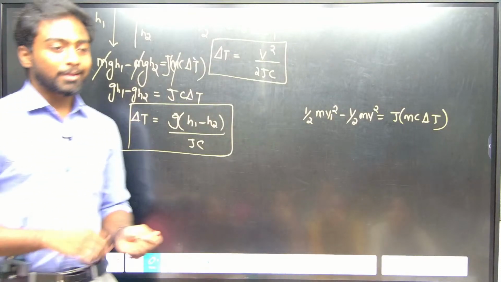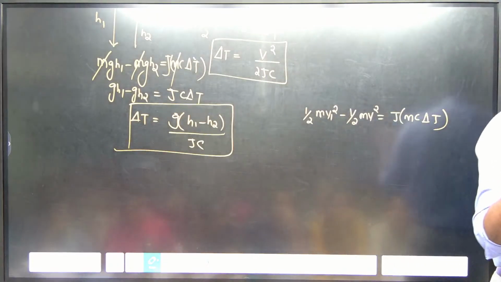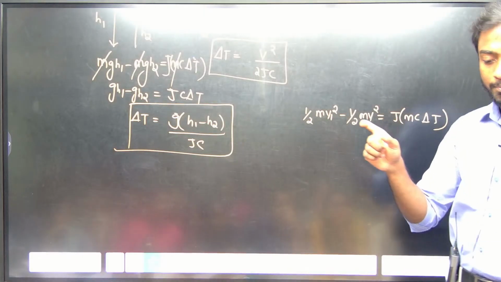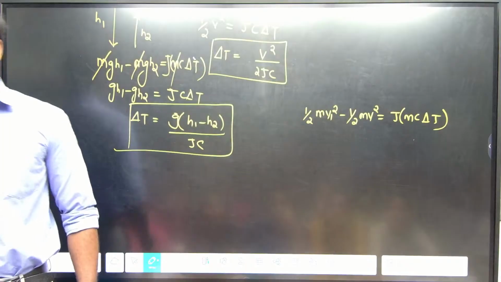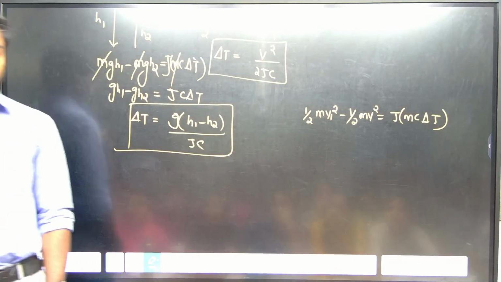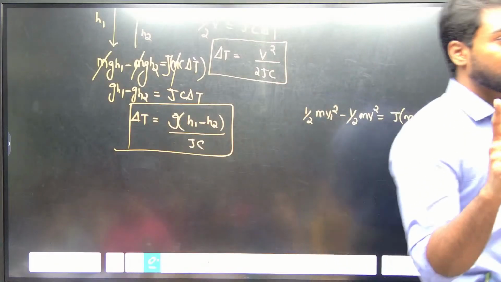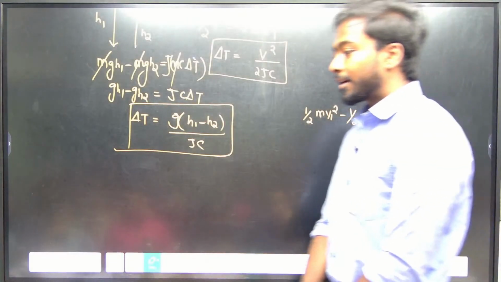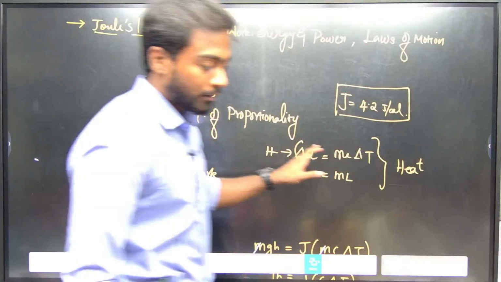Now the condition is an object is falling from height h. Let me take an ice cube falling from height h, and after falling it has been completely melted. Then what will be the equation? Completely melted. Should I take m c delta T or m into L? First let me complete this one, then I will tell the applications one by one.